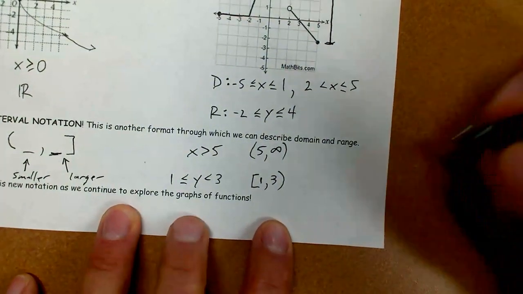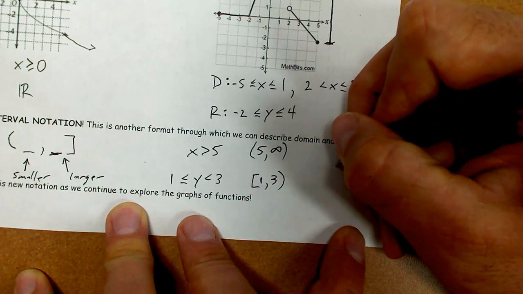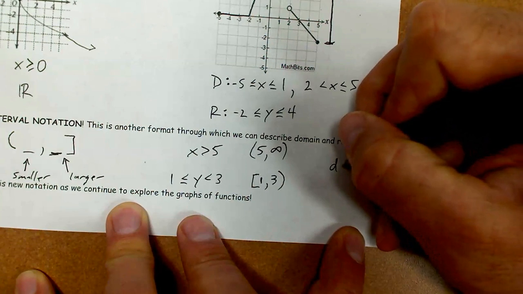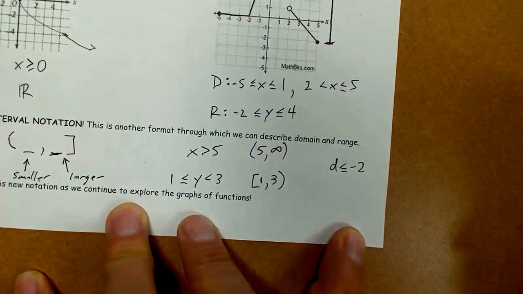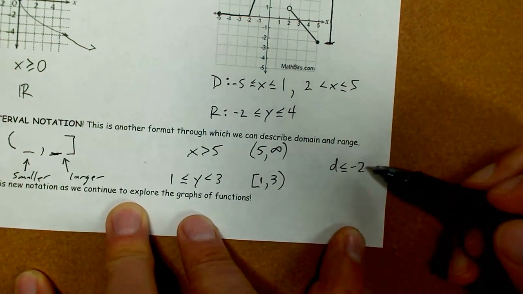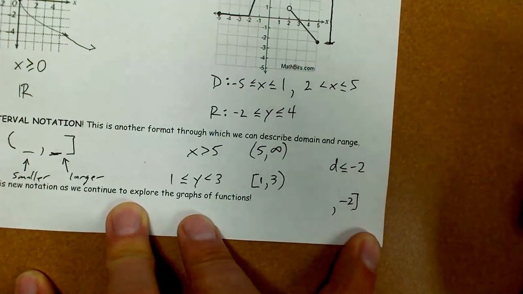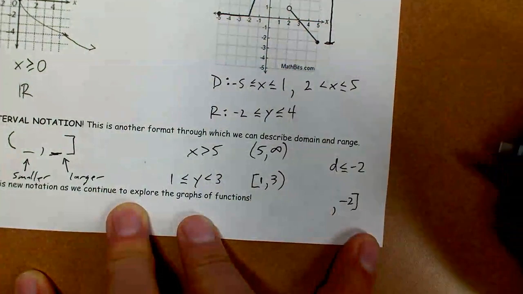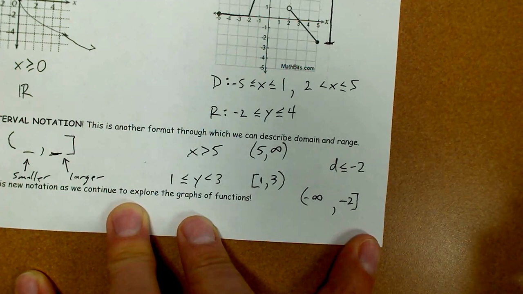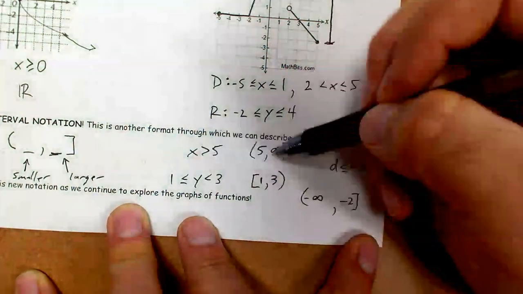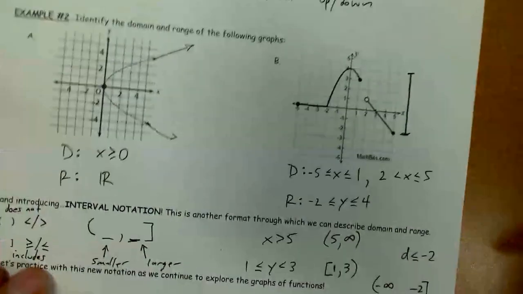Okay, one more here. What happens if you don't have a smallest number? What if we say that d is less than or equal to -2? Well, the largest possible number is -2, and it's included. We do not have a smallest number because this can be anything less than -2. In that case, we use negative infinity. So these two mean the same thing, these two mean the same thing, and those two mean the same thing. I think you're going to eventually probably like this a lot.